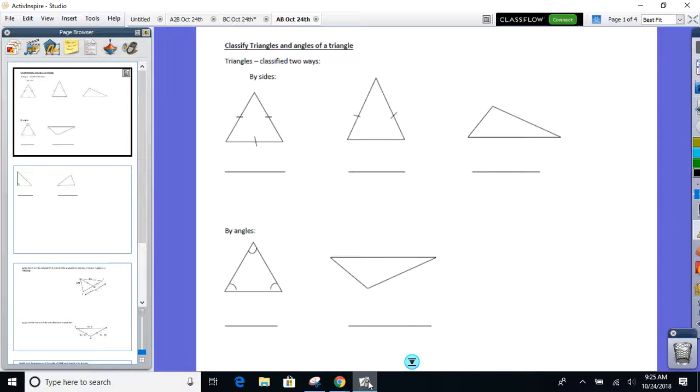Okay, let's get right into it. Naming a triangle. First step, naming a triangle. Well, first thing you could do is name a triangle based on what you know about its sides. All right, it's sides only.